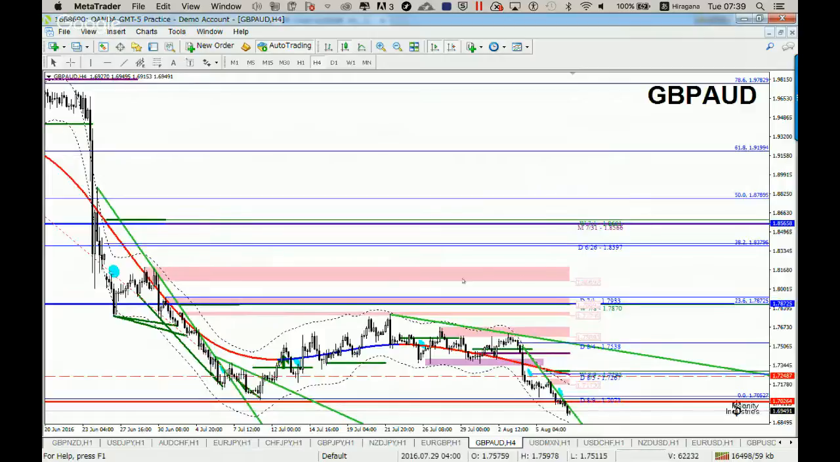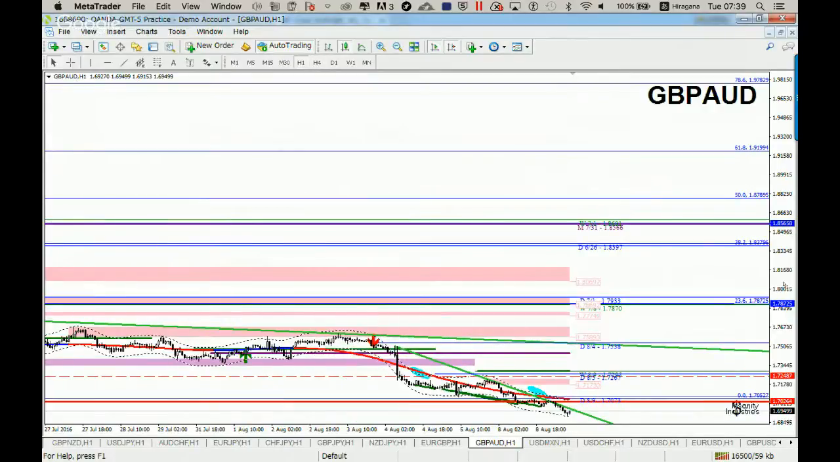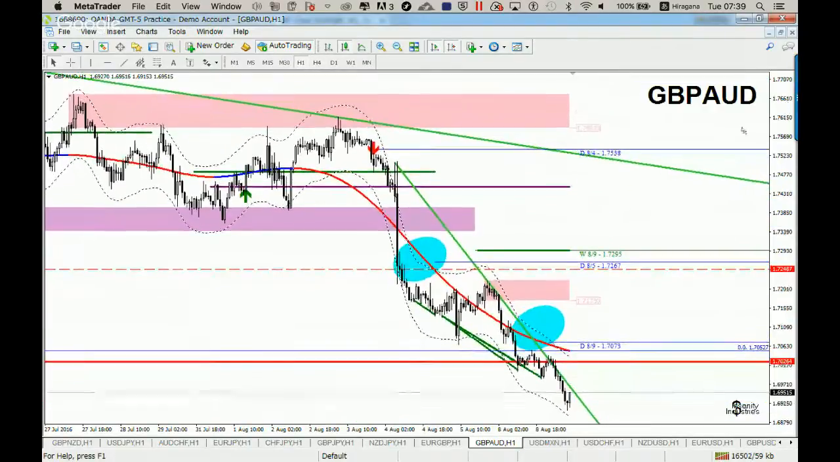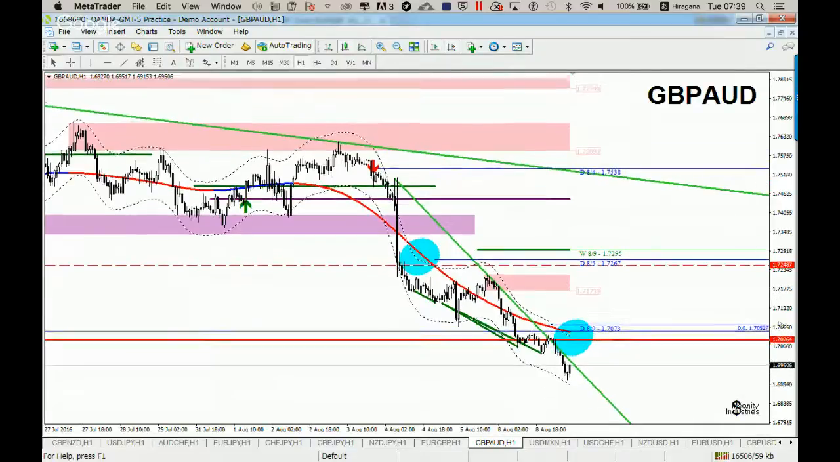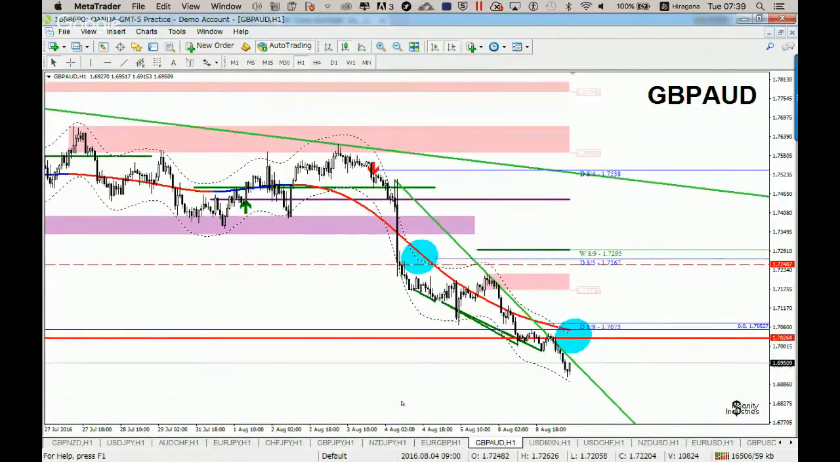Interestingly, on the 4-hour chart, we have a buy bubble forming. On the 1-hour chart, we also have a buy bubble forming. So we're seeing signs of a potential buy trade setting up already, which means we have to be attentive and ready to take a trade when it sets up.